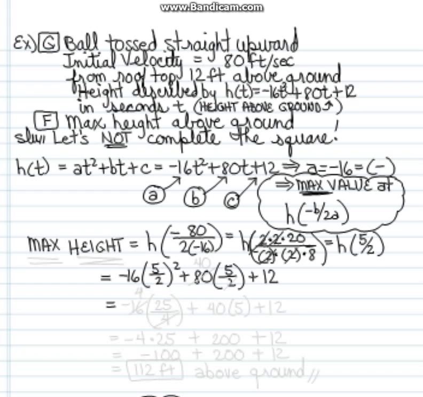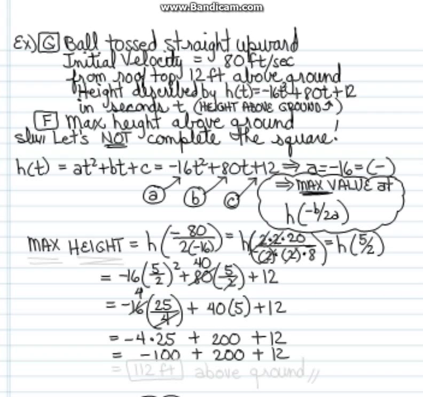Cancel a common factor of 2 in the middle term. We get negative 16 times 25 fourths, plus 40 times 5 plus 12. We can cancel a 4 in the first term. Negative 4 times 25 plus 200 plus 12 is equal to negative 100 plus 200 plus 12. That's 112 feet. 112 feet is the maximum height.